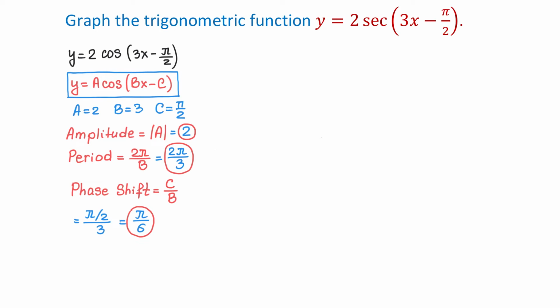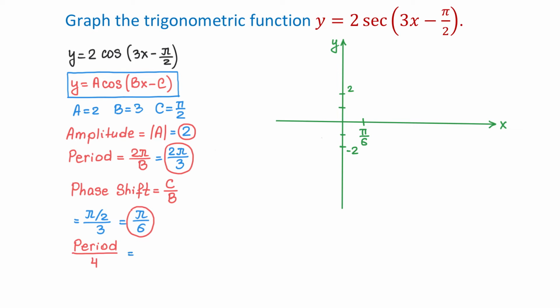Now to the right I will start the rectangular coordinate system, and now here on the x-axis we have pi over 6. To graph this function over one period, we will find the coordinates of 5 points. For this, we need to divide the period by 4 to find a quarter period. So then we will divide 2 pi over 3 by 4, which is the same as 2 pi over 3 multiplied by 1 over 4. Then here we will divide 2 and 4 by 2, and the quarter period will be pi over 6.